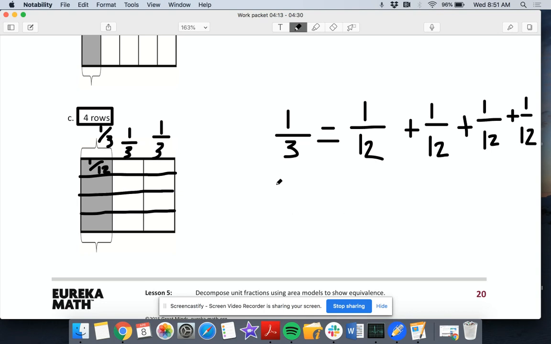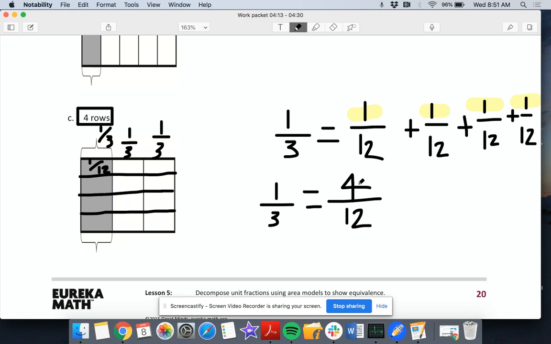How can we rewrite this? Well, I know that when I add fractions, the numerator changes and the denominator stays the same. So 12 is going to stay the same, and my numerator will be 1, 2, 3, 4.